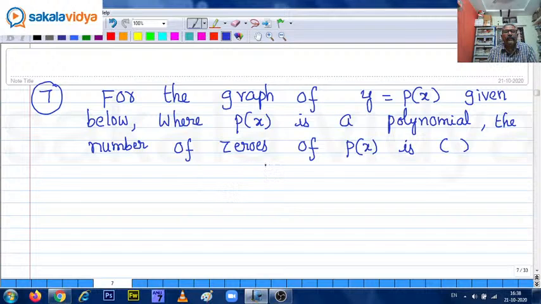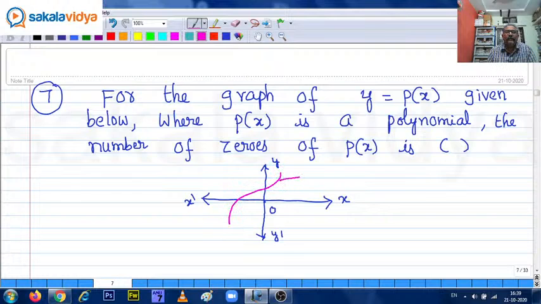So now I give the figure. This is the x-axis, y and y dash. So the origin, and the graph is given like this. This is the p of x graph. So now in this problem, you need to write the number of zeros of p of x with the help of the graph.